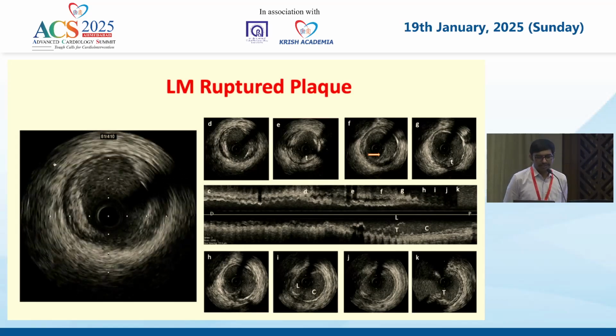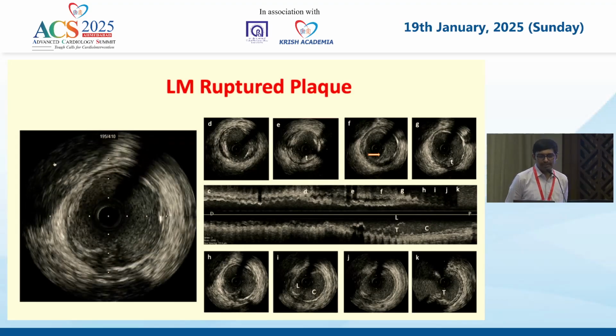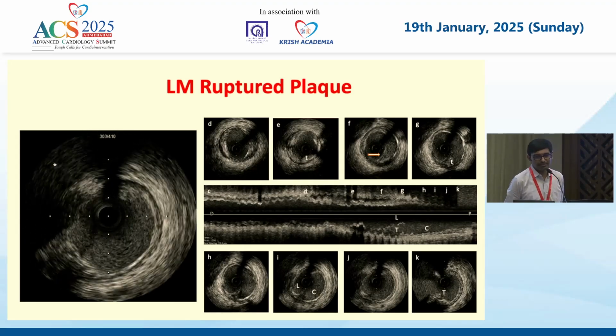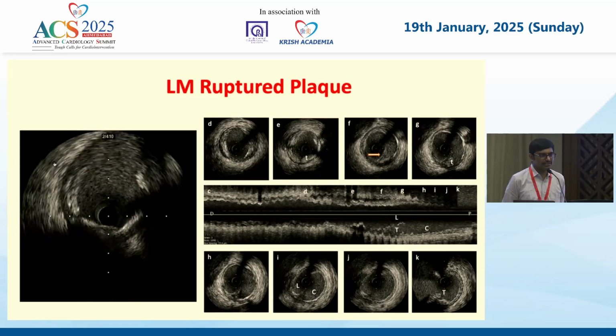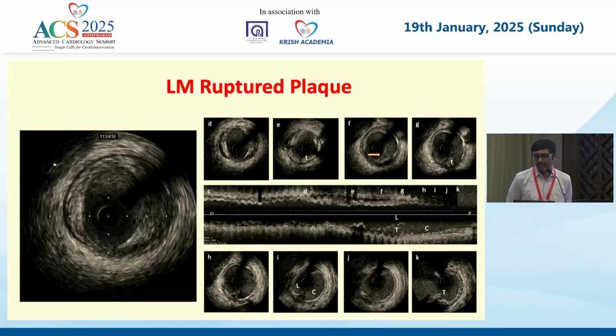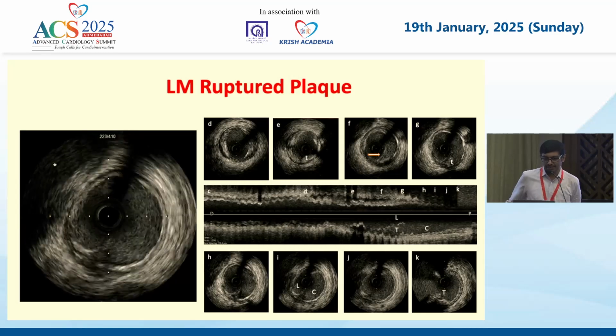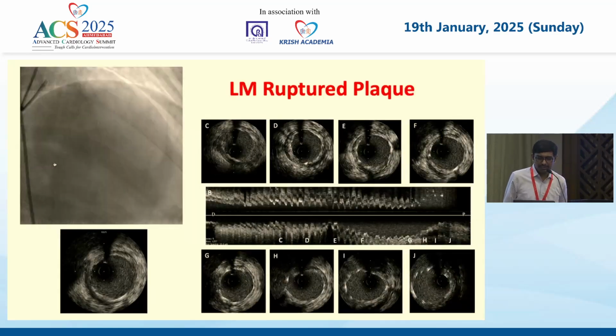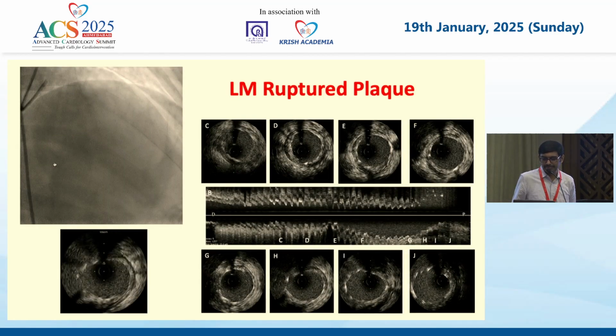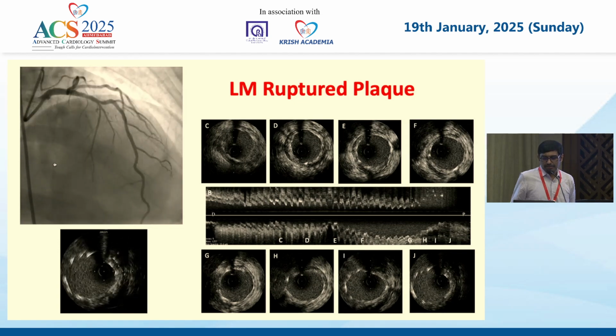It is a very significantly narrowed left main. If you see, it is a ruptured plaque in the left main. So it is not a dissection, it is an extensive ruptured plaque. You can see nicely the fibrous cap remnants and the cavity there. So this patient underwent stenting for the left main. And this is what the final result is.